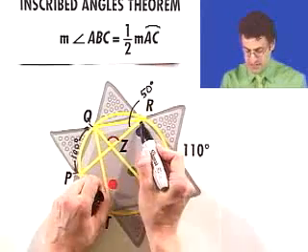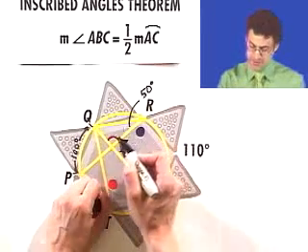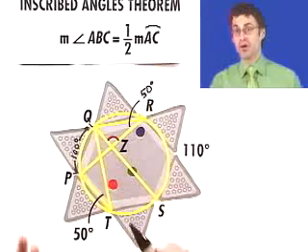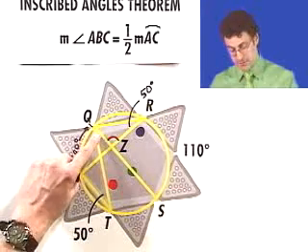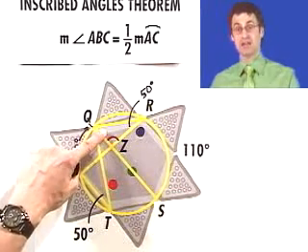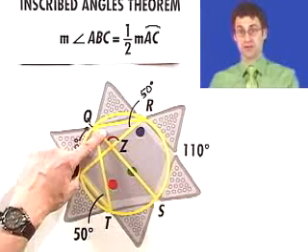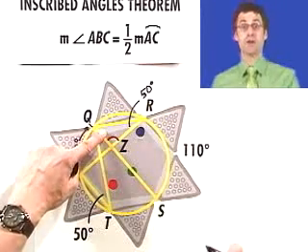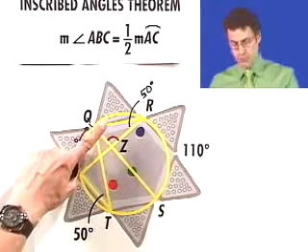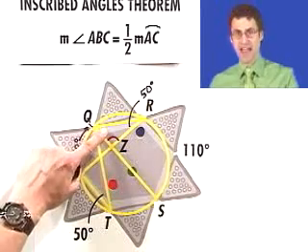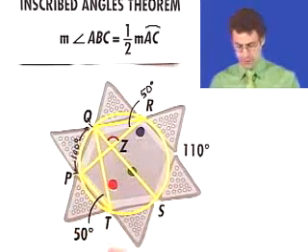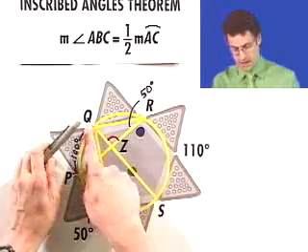Notice I've got a little teeny triangle here. I know this is 50. I want this angle. If I could figure out that angle, I could use the fact that the sum of the angles of a triangle equals 180 degrees, and I'd be home free. Is there any way for me to find that angle? How's that angle formed? It's formed by this chord and this chord.